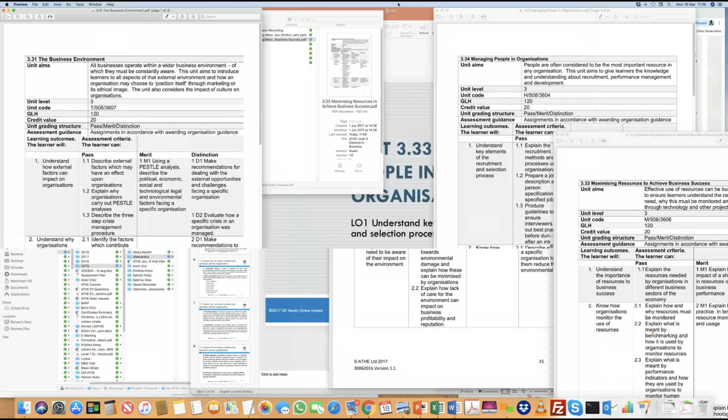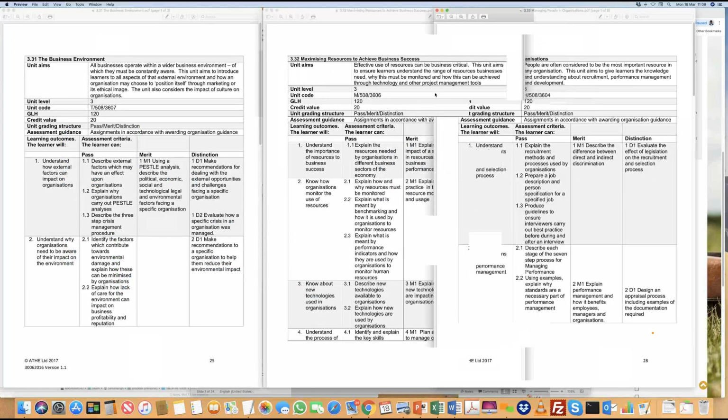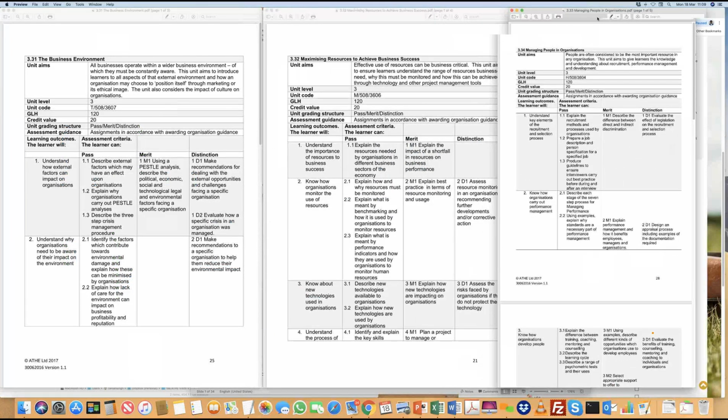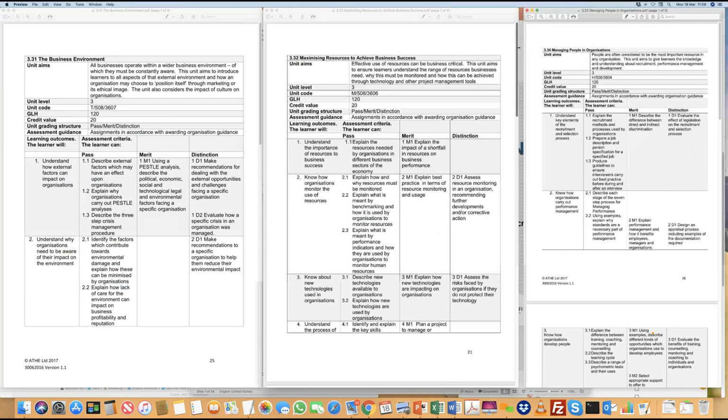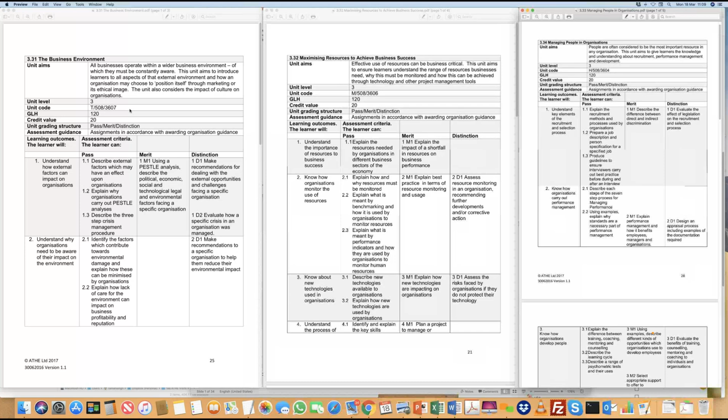So we have got 3.31, 3.32, and then we've got 3.34, which is the third unit, but there's a bit of a numbering issue with ATHE, but leave that. Now, in the first unit, what you've done is you understood why there is a business environment. That means businesses, organizations, or primarily companies, how do they form the business environment?